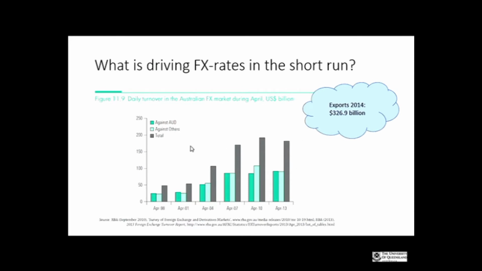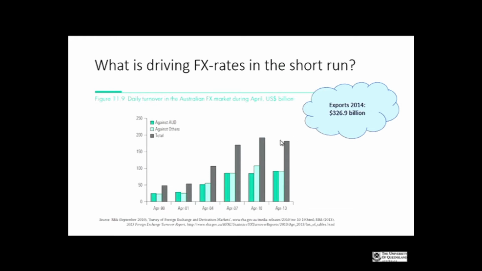Now let's look at these numbers. Daily turnover April 2013, one single day, 200 billion. Exports in the whole year 2014, 326 billion. So the trade of foreign exchange for 2 single days, the trade turnover for 2 single days, would be more than we need to trade in exchange rates to pay for our exports for the whole year. Now, what do I want to say with this one? All these trades here, do they happen for importing and exporting?